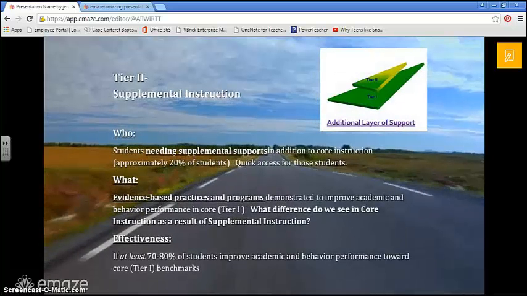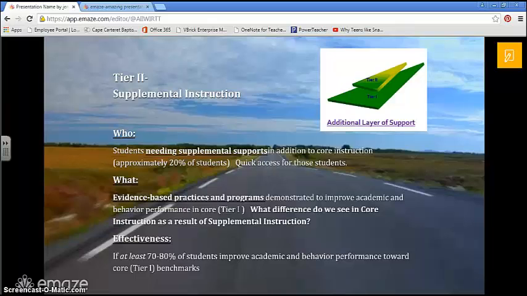Tier 2, supplemental instruction. This is where you add an additional layer of support when you have students that aren't responding to the core instruction. So who are these students? They're needing that supplemental support in addition to the core instruction. That's approximately 20% of your students because 80% are being successful at the core. This is quick access for those students.